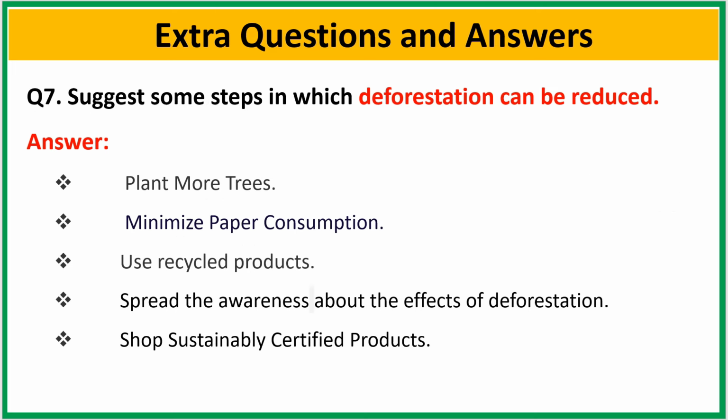Question number 7. Suggest some steps by which deforestation can be reduced. Answer. To reduce deforestation, we should plant more trees. We should minimize paper consumption. Try to use recycled products. Try to spread awareness about the effects of deforestation. And also shop for sustainably certified products.